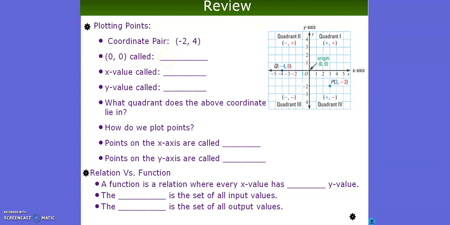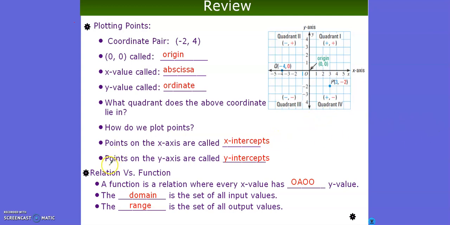(0, 0) is called the origin. The x value is called the abscissa. The y value is called the ordinate. We plot points by using the x and the y values of our coordinate pair to go ahead and plot. Points on the x-axis are called the x-intercepts. Points on the y-axis are called the y-intercepts.